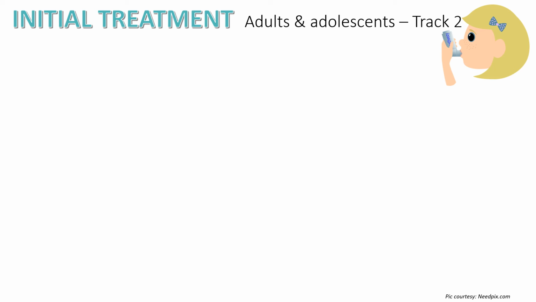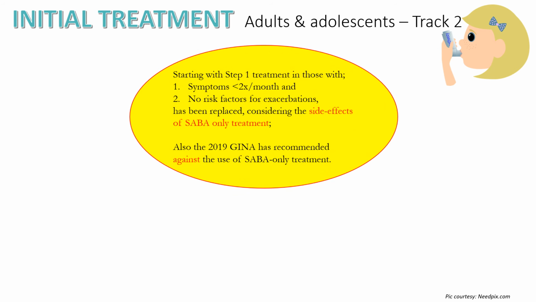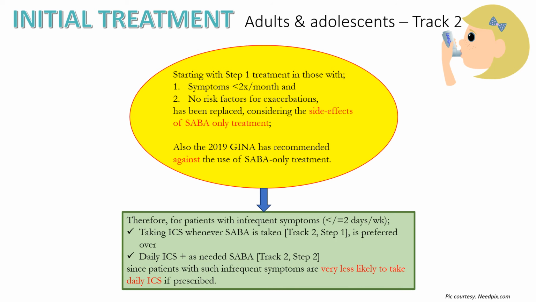The 2014 GINA recommendation of starting with step 1 treatment in those with symptoms less than 2 times per month and no risk factors for exacerbations has been replaced, considering the side effects of SABA only treatment. Also, the 2019 GINA has recommended against the use of SABA only treatment, and therefore the recommendation which 2024 GINA makes is that patients who have infrequent symptoms, here it is mentioned less than 2 times per month, here it is less than or equal to 2 days per week. Basically here they are talking about nocturnal symptoms and here they are talking about daytime symptoms. Both are one and the same thing actually.